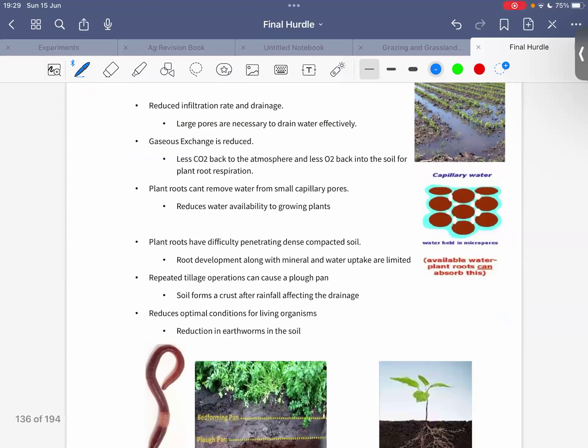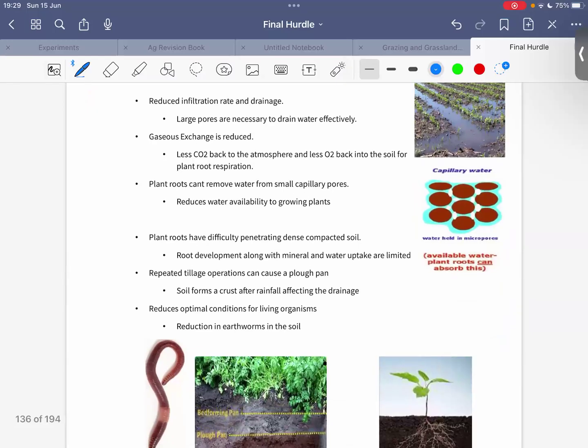What is the impact of it? The impact is going to reduce infiltration and drainage naturally. Think of your particles all being compacted together and the water is just going to sit on the top of the soil. It leads to waterlogging and poor drainage. Gaseous exchange is going to be reduced, so there's going to be poor gaseous exchange of less carbon dioxide back into the atmosphere and less O2 into the soil. So that will lead to a build-up.